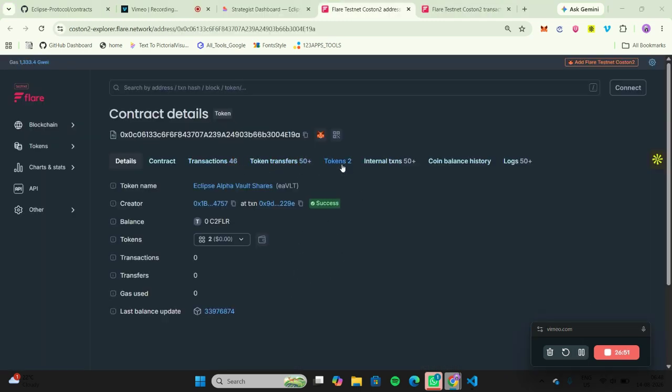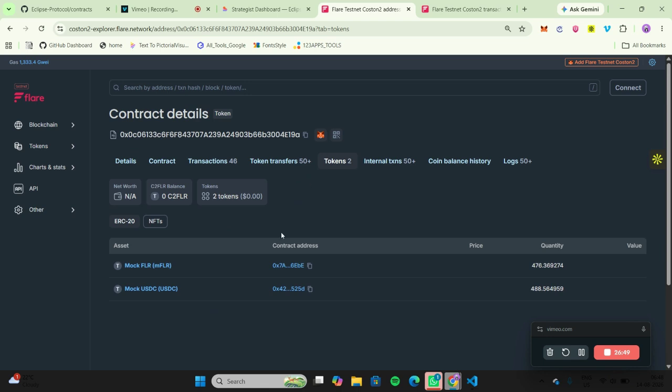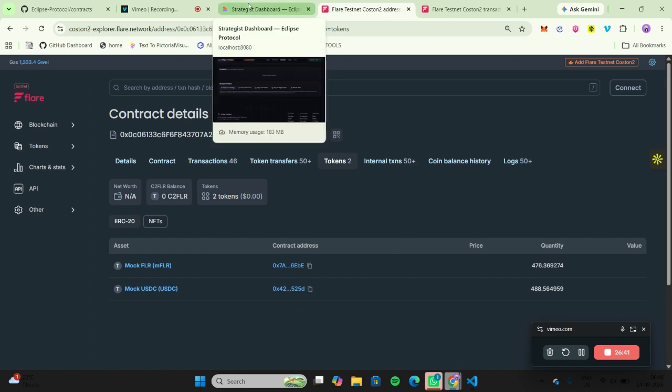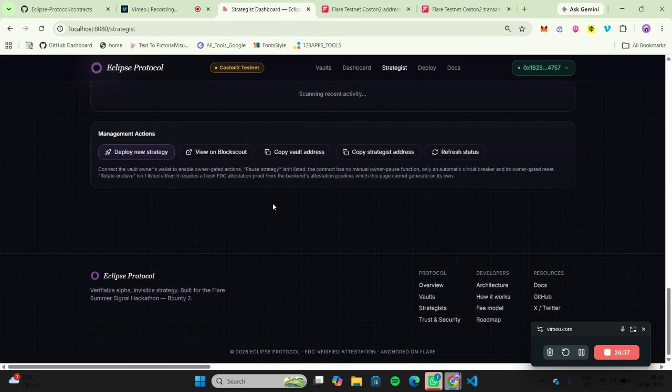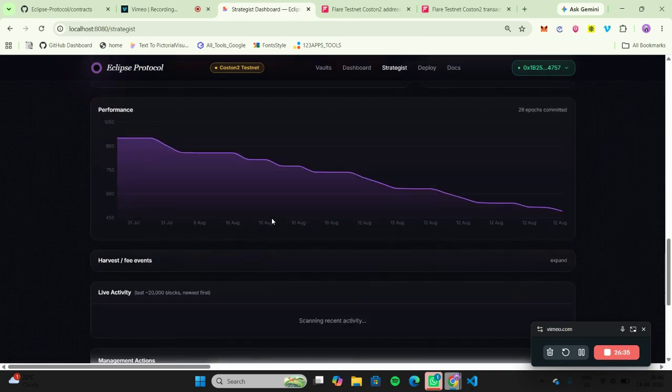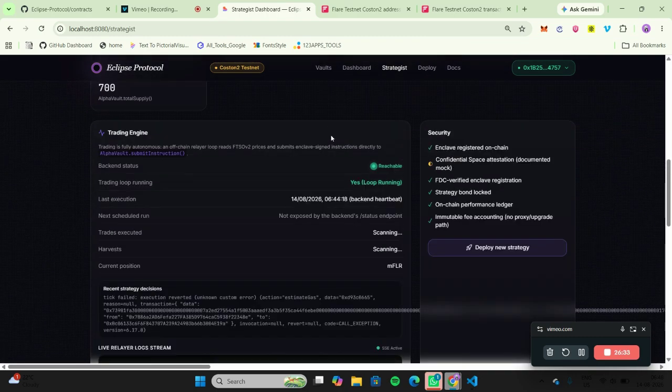You can visualize this and the token transfers, the mock USDC and the Flare. The investor's capital goes into the vault, while the strategy stays private. And don't trust our UI, verify the transaction yourself. You can visualize every transaction on the block explorer.